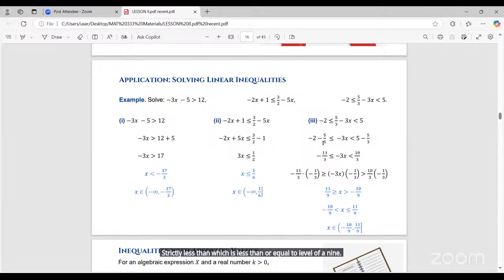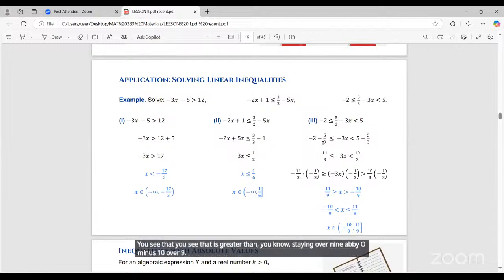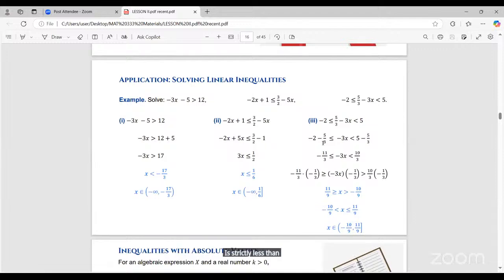You see that x is greater than minus 10 over 9, or minus 10 over 9 is strictly less than x. So the interval on that side is what? Open. But when x is less than or equal to 11 over 9, the interval is what? Closed.